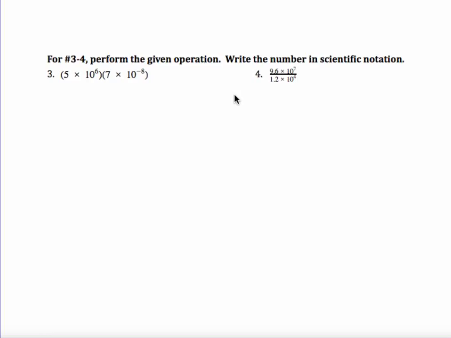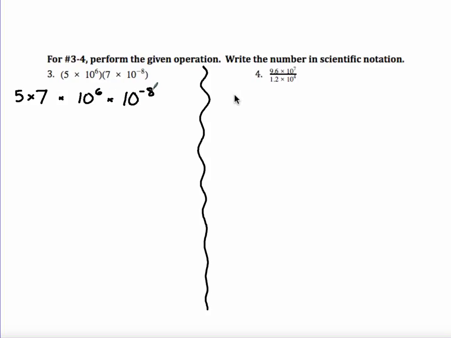For 3 and 4, it says perform the given operation, write the number in scientific notation. I'm just going to go ahead and put a line here to separate the two problems first. I need to take these two pieces and I need to combine my like parts. So I've got 5 times 7, and then I've got times 10 to the 6th times 10 to the -8th. And so I can go ahead and multiply my like pieces here.